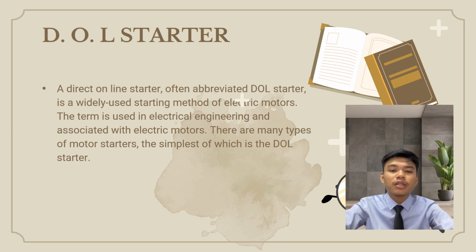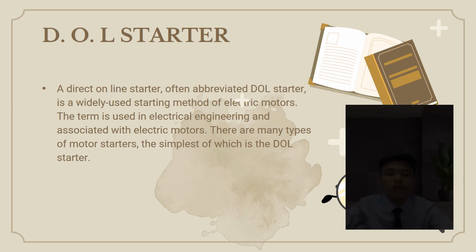This type of starting is suitable for small motors below 5 HP, which is 3.75 kilowatt. Reduced voltage starters are employed with motors above 5 HP.